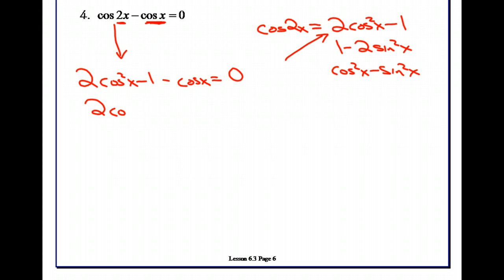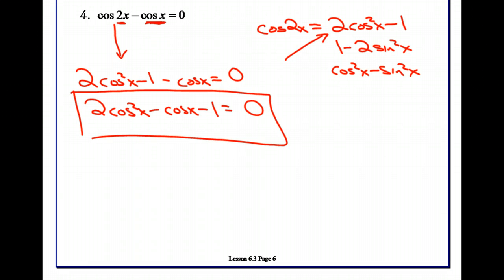Put it in descending order. 2 cosine squared of x minus the cosine of x minus 1 equals 0. And once you're to here, I'm going to leave it for this video, but this is a chapter 6, section 2 problem. You've done these before. Try to factor this, and once you've factored it, you can solve it.